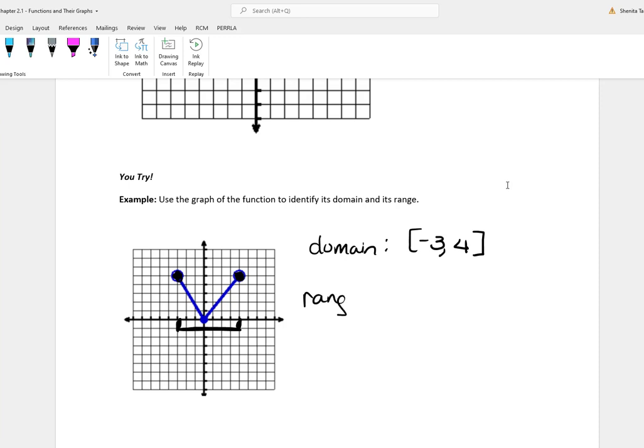For the range, it goes up and down. So for the range, it looks like it starts at the origin, but it stops here where the circles stop. You can count 1, 2, 3, 4, 5. So it looks like it stops here. Okay? Because it's closed circle. So your range looks like it goes from 0 all the way up to 5 along the y.